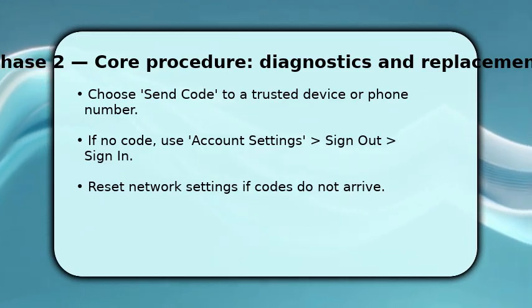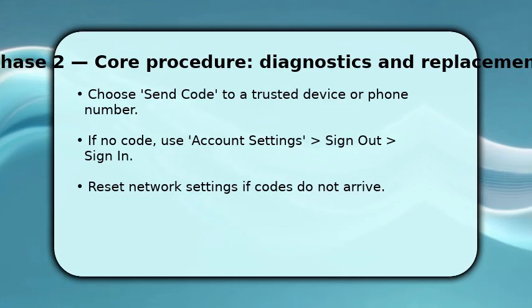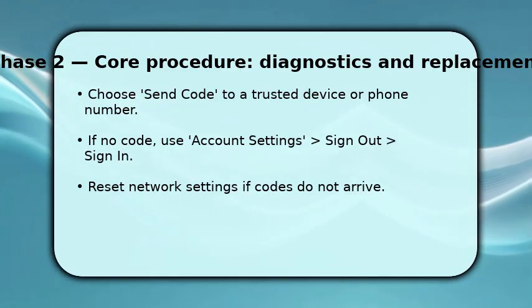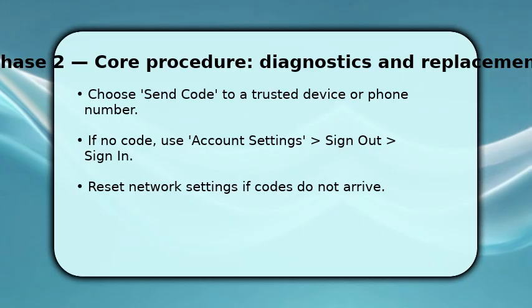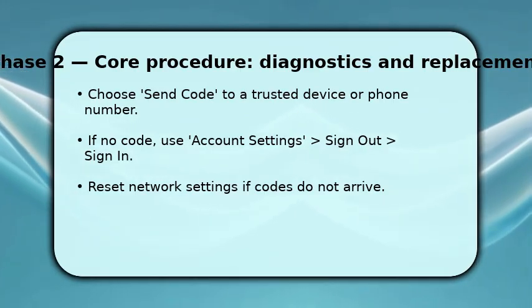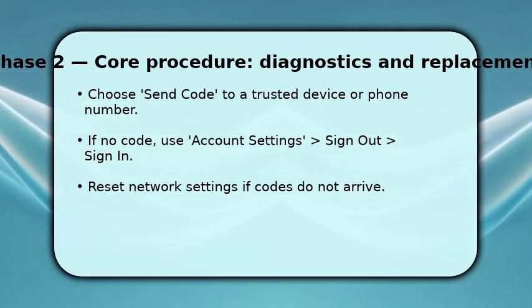If SMS or push codes fail, reset network settings to clear misrouted packets. This resolves many delivery issues. Make sure to wait a minute between attempts so rate limits don't block you. Once you enter the verification code, complete the sign-in and immediately retry the App Store action that needed verification.